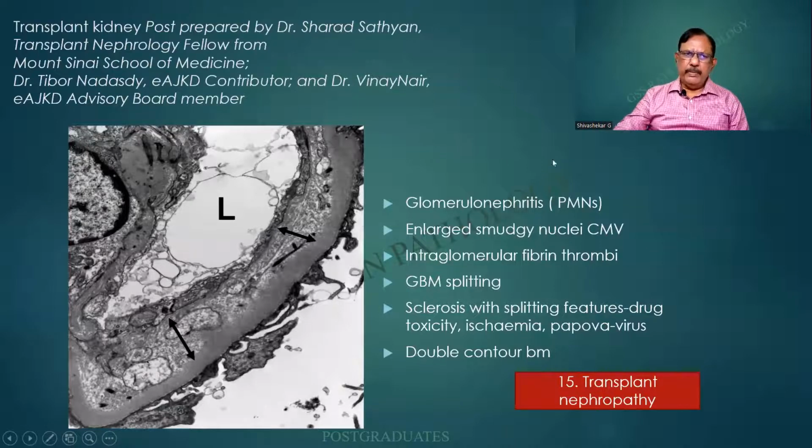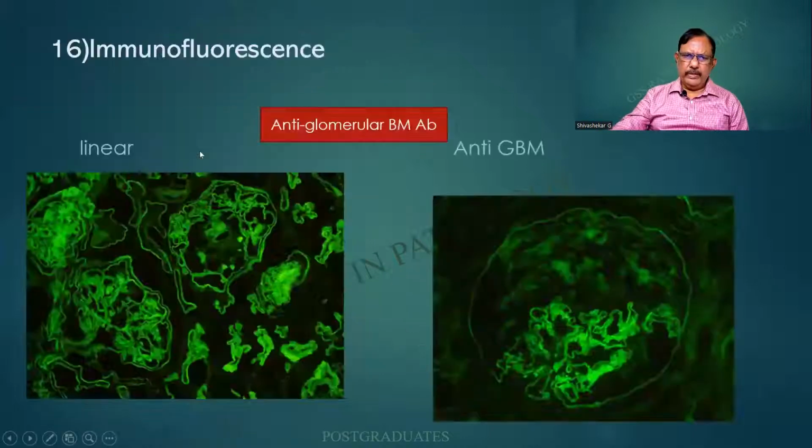So in a case of transplant kidney, what do you see? There can be enlarged and smudgy nuclei. There can be intraglomerular fibrin that can be seen. There can be a splitting of the basement membrane. Look at the basement membrane over here. It is getting split as shown by the arrow, and a double contour is made up. So there is an epithelium and there is the basement membrane which is getting split over here. And this is the source of reference.